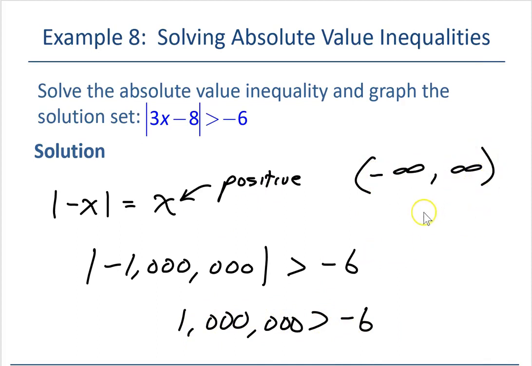No matter what we put in, and this is how you could represent that. That means right there, remember, all real numbers. No matter what happens, you're always going to have an answer. So if you run into a situation where you have the greater than and there's a negative, all real numbers, and you're good to go.